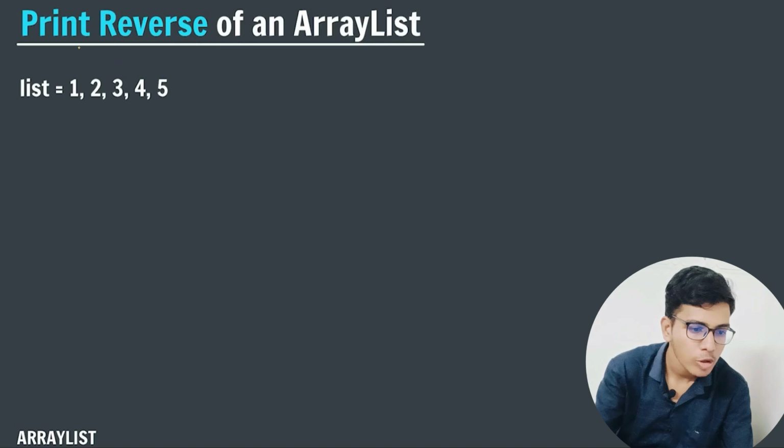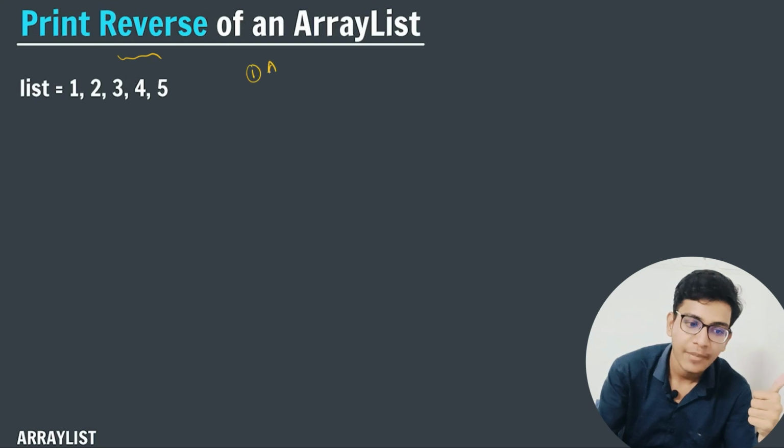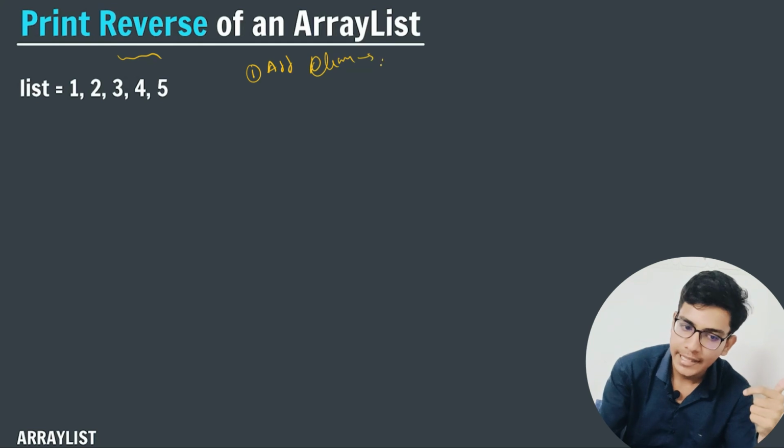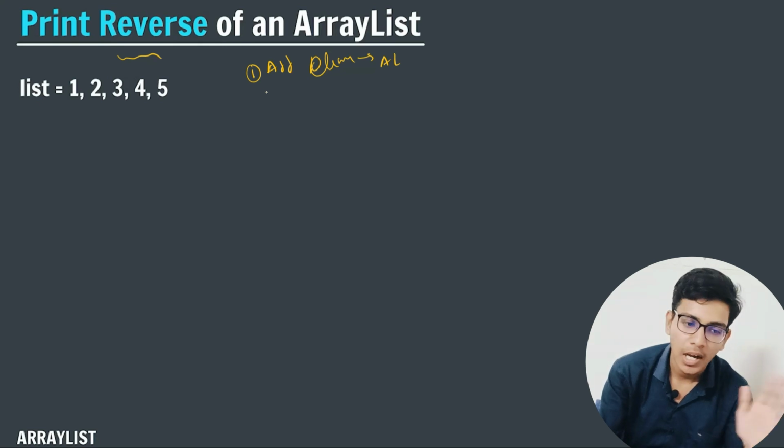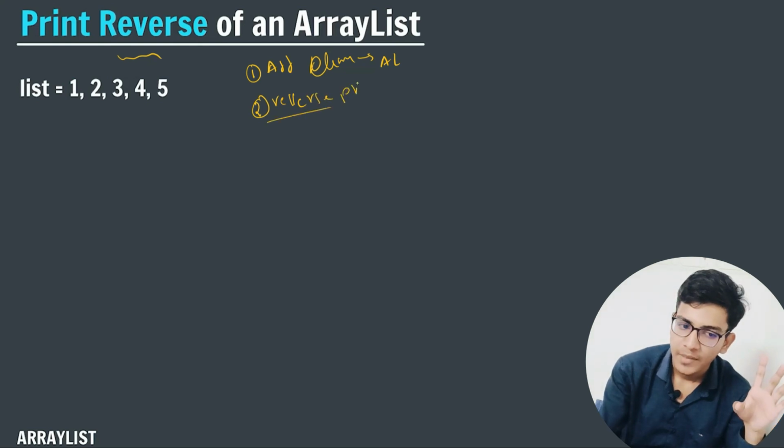In the given question we need to reverse the elements. What are the steps here? First of all we will add elements in my array list. After adding, we need to reverse the elements which are present in my array list. After reversing, we need to print my array list. So the second step will be printing my array list in the reverse order, that's all.